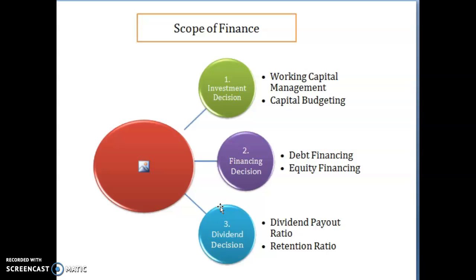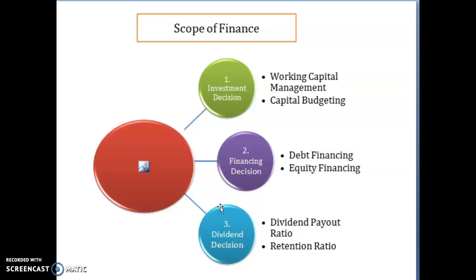In investment decision, the financial manager has to consider where he will invest, whether he will invest in short-term asset or whether he will invest in long-term asset. If the financial manager invests in short-term asset, we can call it working capital management, and if the financial manager invests in long-term asset, we can call it capital budgeting. In investment decision, the financial manager has to consider that he should invest in those sources which give him the maximum return or maximum profit.